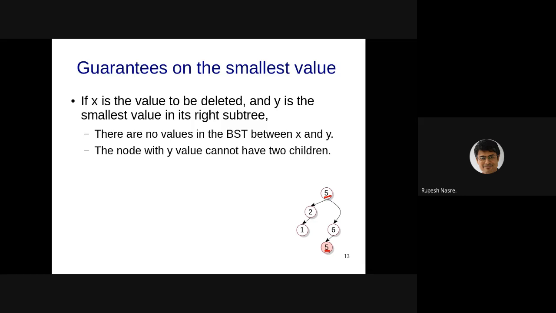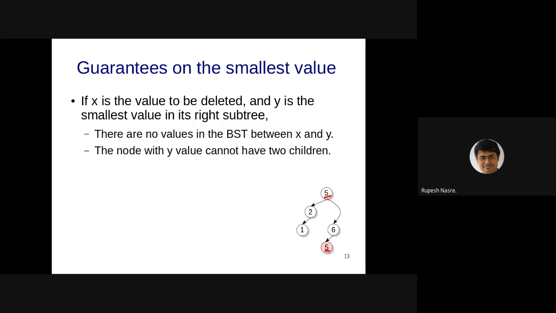Can 5 have a right child? Yes, that is possible. Right? So 5 can have 5.5 as the right child in the original tree. So that is possible. Is this concept clear? That node y, which is the next value, which is becoming the root of this subtree, it cannot have 2 children.